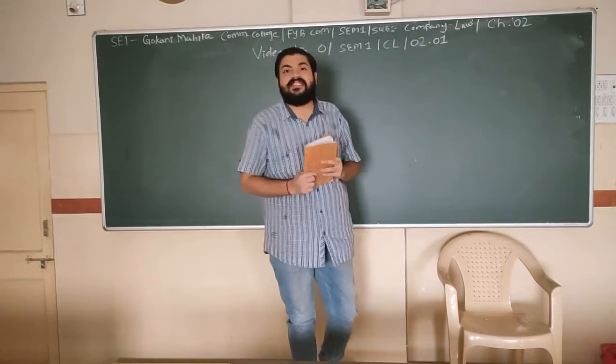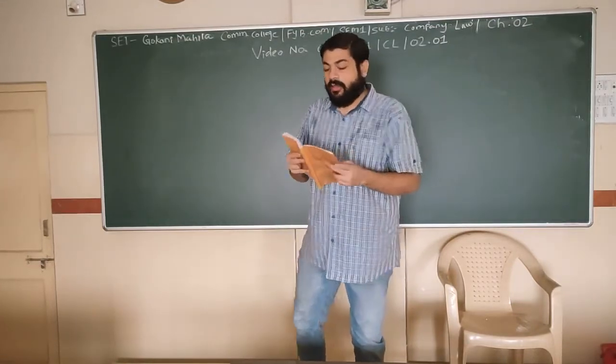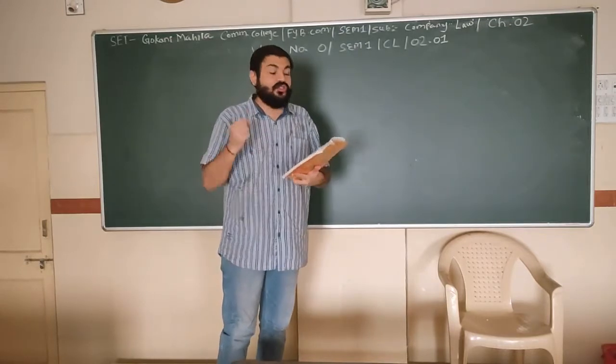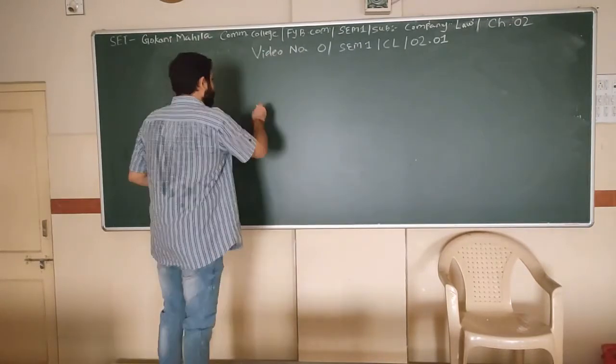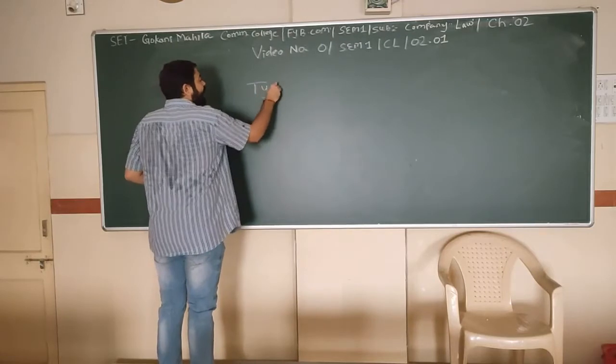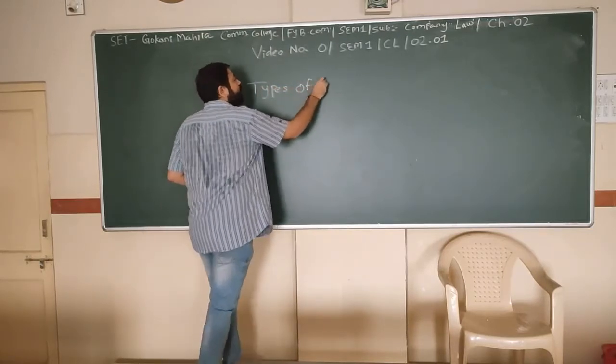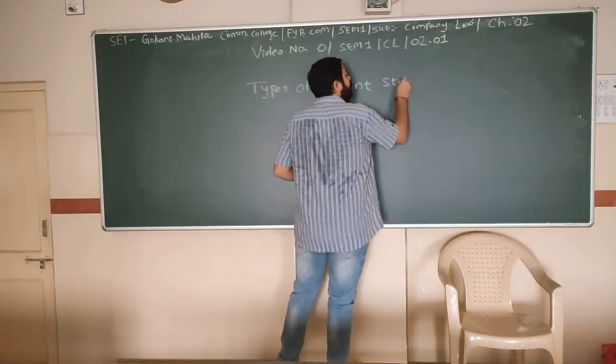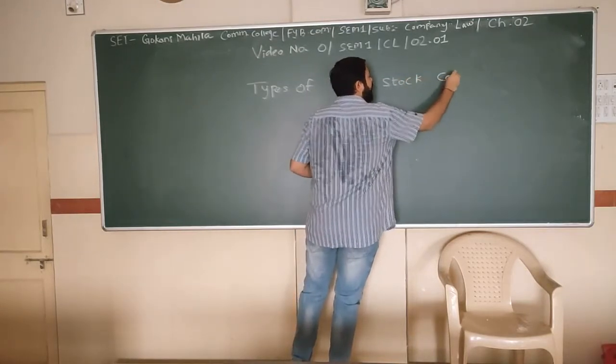Let us start with the second chapter of company law. The name of our chapter is Types of Joint Stock Company.